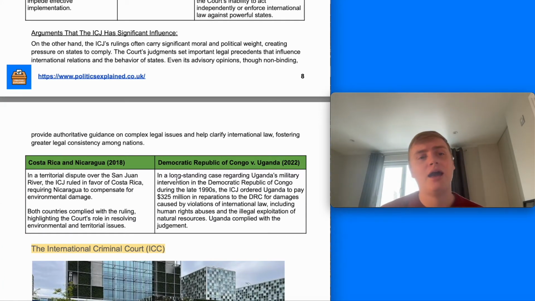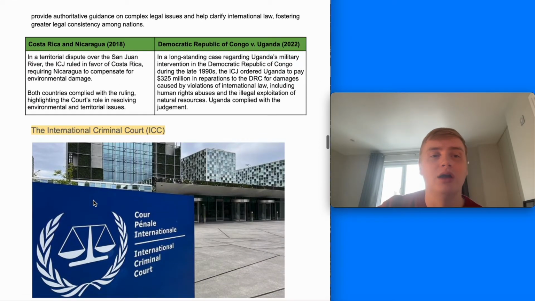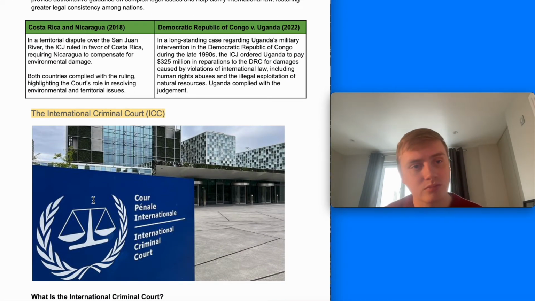On the other hand, then, there are some arguments that the ICJ does have significant influence and it is important. And that's firstly that its rulings carry significant moral and political weight, creating pressure on states to comply. So even though states could decide not to comply, often they do. And there's a couple of examples here. For example, a dispute over the San Juan River between Costa Rica and Nicaragua, where Costa Rica was ruled in favour of, and Nicaragua had to compensate Costa Rica for environmental damage, and both sides ultimately complied with the ruling.